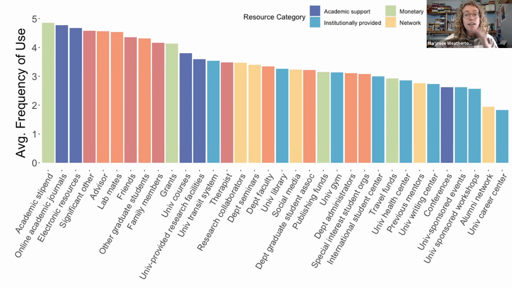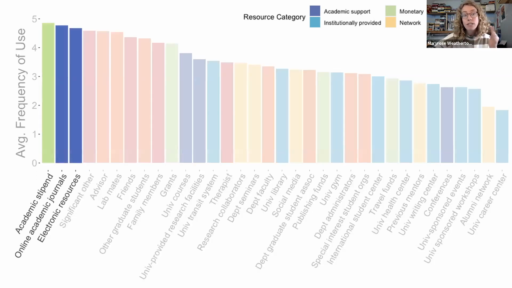So this is what we found in terms of resources' average frequency of use, and this is a lot of data to look at, so I'm just going to point out some of the really important takeaways here. The first of which is these top 3 most frequently used resources. And these were academic stipend, online academic journals, and electronic resources. Now, each of these resources plays a role in fulfilling students' basic needs. Academic stipends obviously help to pay for rent, food, and so on. And academic support resources like online journals and electronic resources help students maintain their positions in their programs and provide material support that students need day to day.